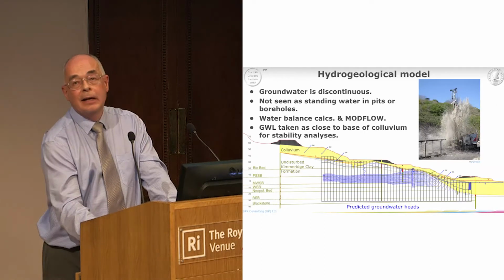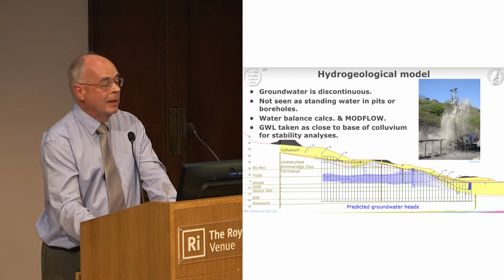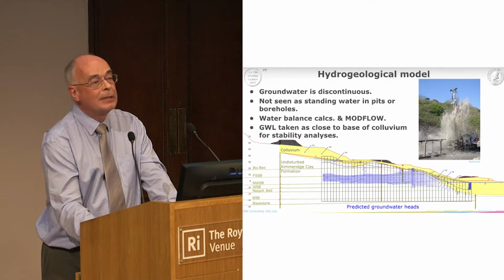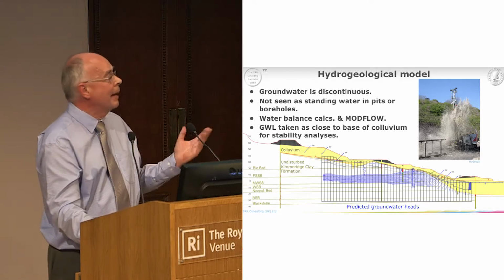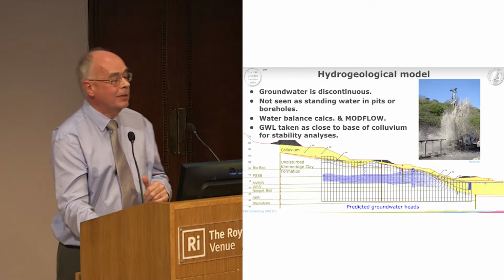Now, we also needed a hydrogeological model for stability analysis. It turns out the groundwater around here is fairly discontinuous. It's not seen as sort of standing water in pits and boreholes where you can just join the dots on a map and produce a water surface, although clearly it is there when you turn the air flush on after a break.